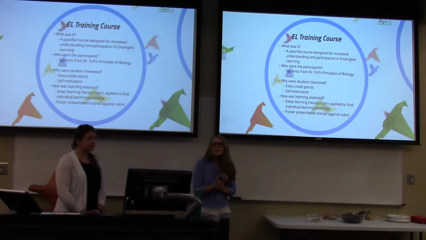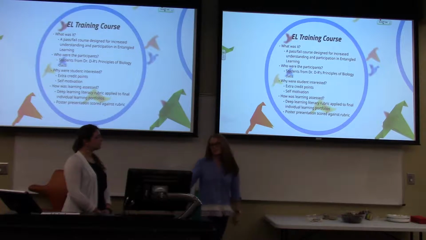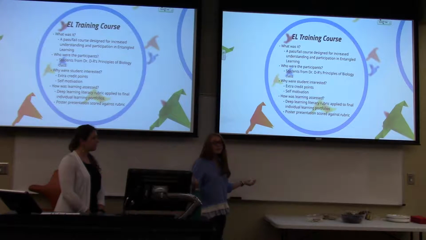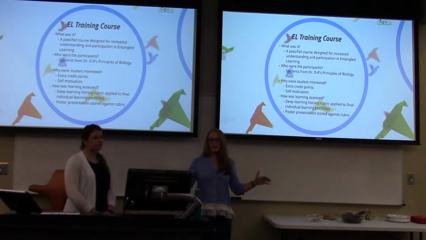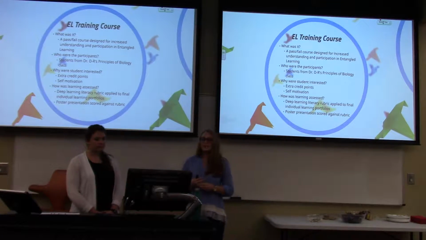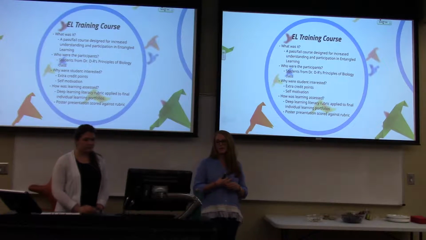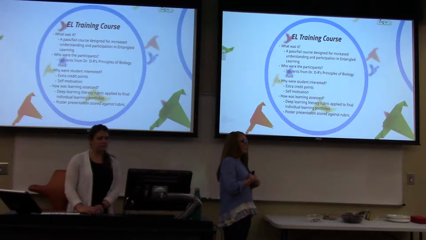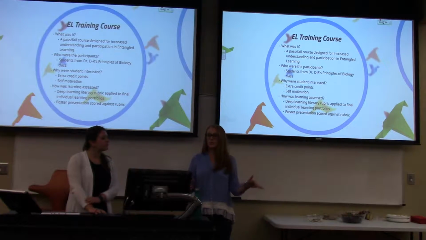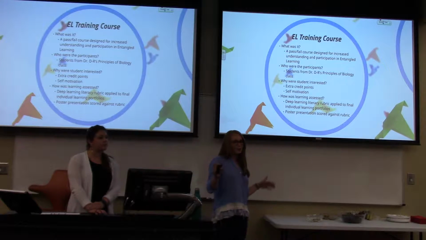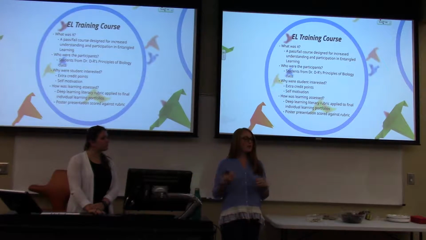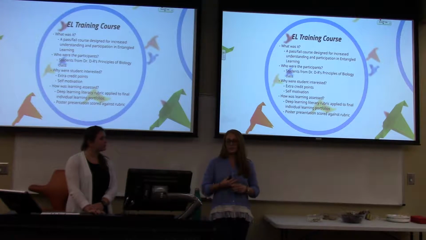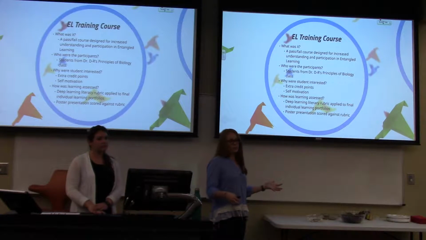Okay, so we're going to talk a little bit about the EL training course, which is CU 1970. So to answer the logistical questions, what is it? CU 1970 is a pass-fail course that's designed to increase understanding and participation in entangled learning. So we really wanted to take these students, a lot of whom had a little bit of exposure to entangled learning, and show them how entangled really works, and give them an opportunity to work with it some more.